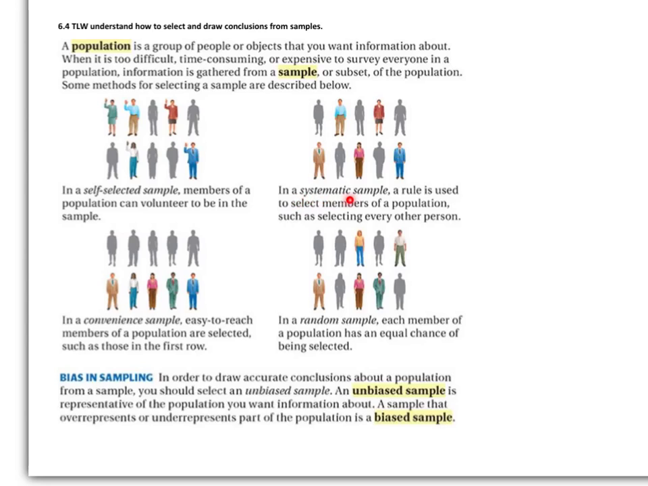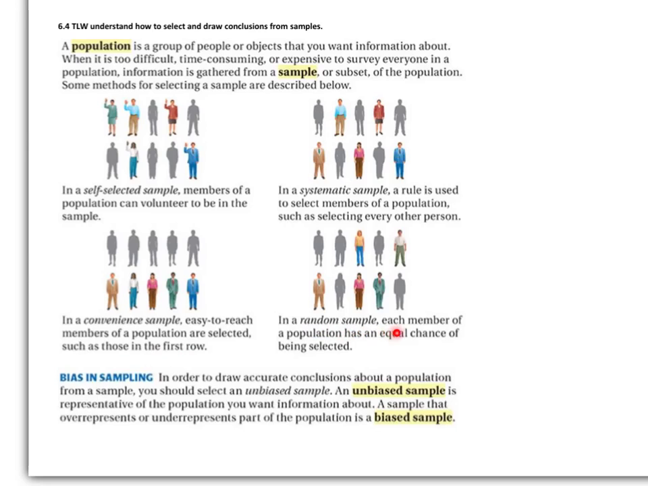In a systematic sample, a rule is used to select members of a population, such as selecting every other position. Okay? So if you assigned a classroom's students a set of numbers, and you said every fourth person seated, that's systematic random, okay? In a convenience sample, easy to reach members of a population are selected, such as those in the first row. Okay?